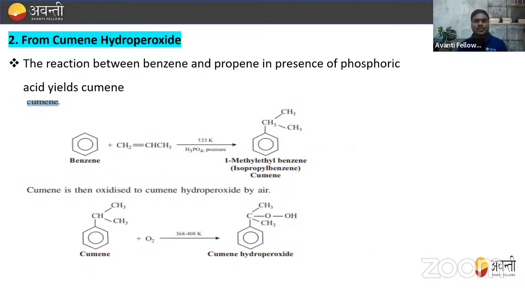So let's see how cumene gives us phenol. The reaction between benzene and propene in the presence of phosphoric acid gives cumene. So how will cumene be formed? Let's first discuss how cumene will be formed.